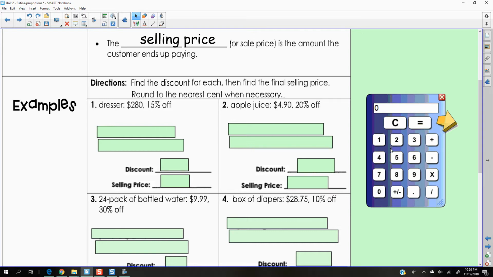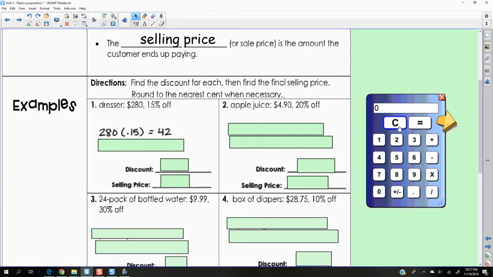Of means times. So we're going to take 280 and multiply it times 0.15, and we get $42. It's not 4,200, it's just $42. So 280 times 0.15 is $42. That's our discount. The discount's $42, so now we have to subtract that 42 from the 280.